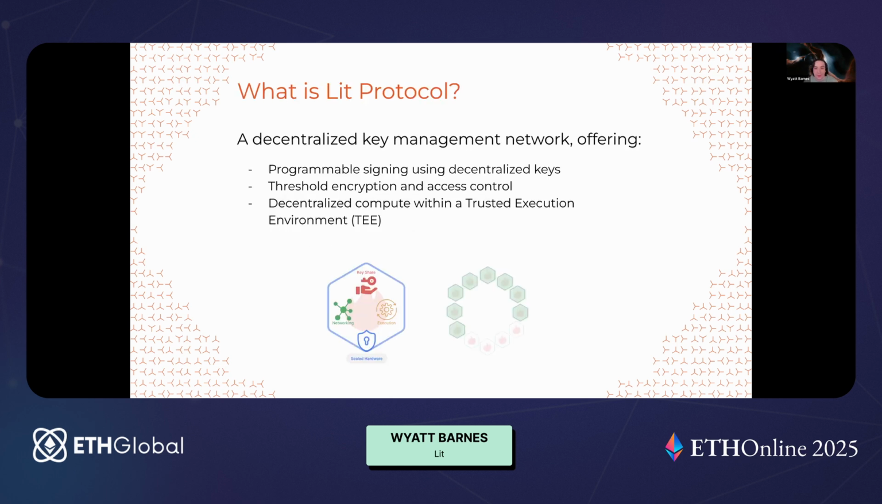So to start off, what is Lit Protocol? High level definition is we're a decentralized key management network. And what that means is we offer programmable signing using decentralized keys. So we have something called PKPs, which stands for programmable key pairs. And it's basically just private keys that are decentralized amongst a bunch of different Lit nodes.